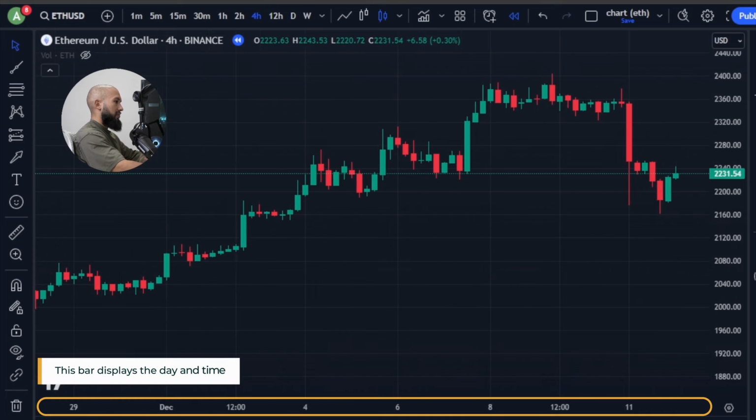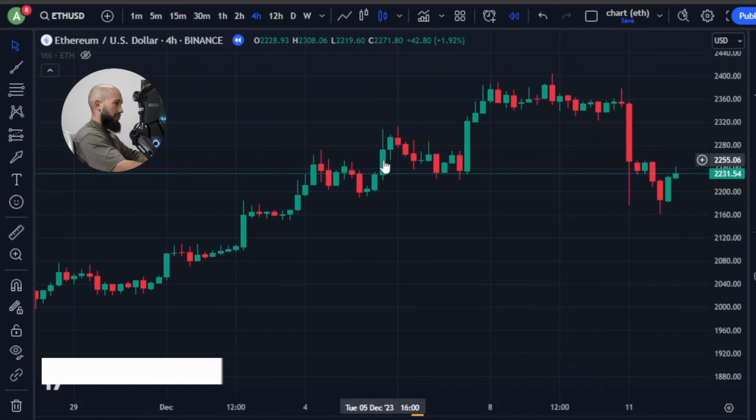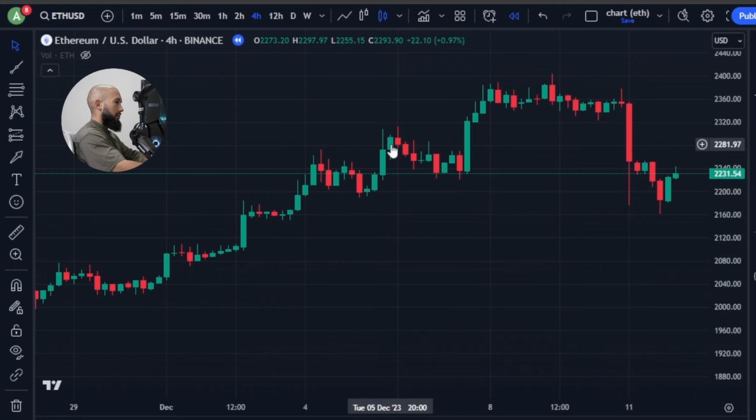This bar below tells us the day and time, which displays the date as Tuesday, 5th, December 23rd for this specific candle. Now, if we were to move one candle to the right, each step represents a 4-hour increment and so on. As you can see, the time changing at the bottom. And vice versa, if we were to go to this candle again but go backwards, we would see a 4-hour decrease in the time interval.